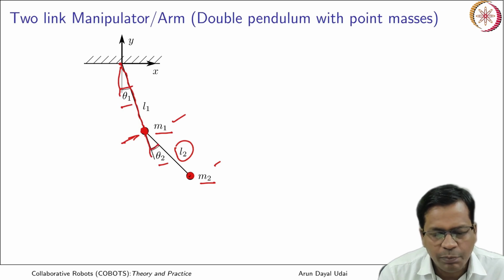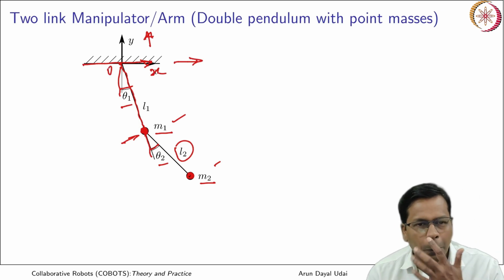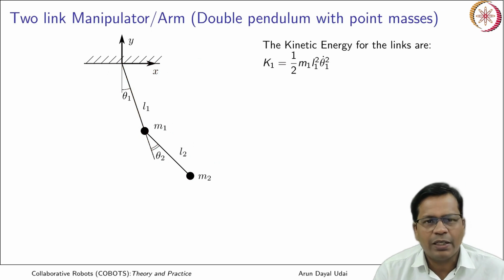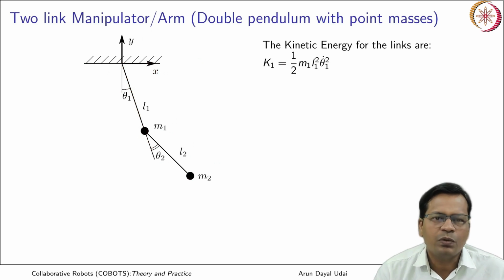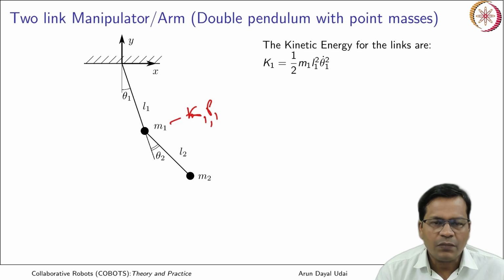It is suspended from the top where you have the reference frame, x is directed along positive x axis, y like this. This is your reference frame 0. So this is how it is defined. Now let us continue using the Lagrange-Euler approach. The first thing that we'll do is try to find out the kinetic energy and potential energy for both, that is for joint 1, that is for mass 1, and similarly for mass 2, we'll obtain that.